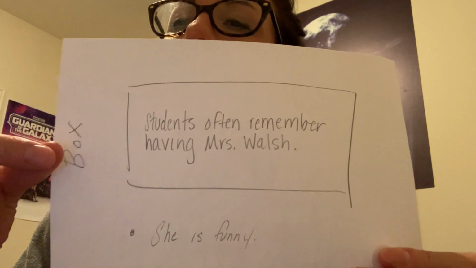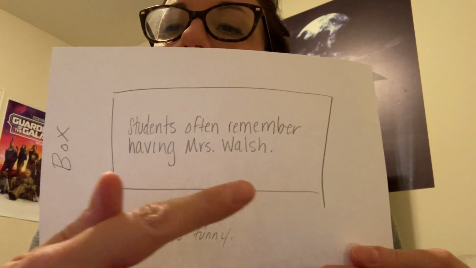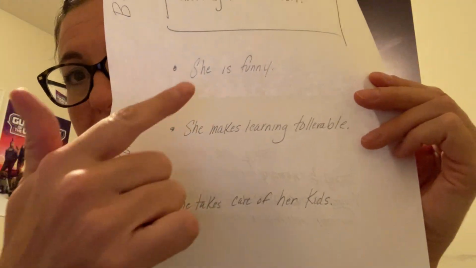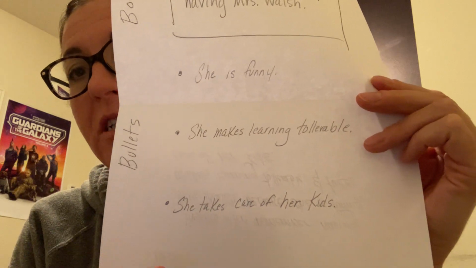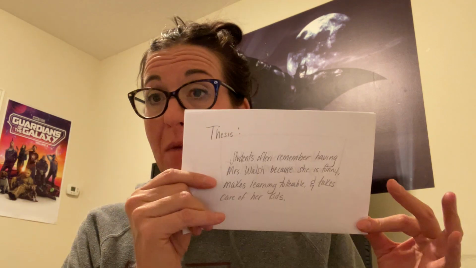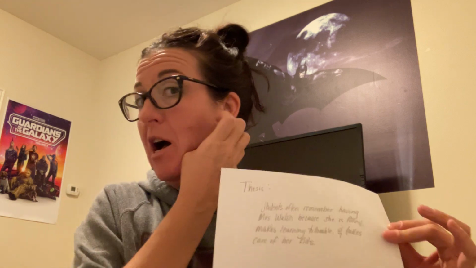Then inside my paper, you're going to see where I broke that apart. So you've got your box, which is students often remember having Mrs. Walsh. And then your bullets are going to be those 3 points: she is funny, she makes learning tolerable, and she takes care of her kids. So you're going to have to do both of those, okay? Because you're going to turn this in to me so that I can see that you wrote the thesis and were able to break down your own box and bullet. The only thing I don't have on my copy here is my name. You would need to put your name on this so I know whose is whose. But then you will tape that up, seal it up, and leave that on your desk, and people will go around the room, check out your thesis, and fill in that chart that you have to turn in today, showing me that you can practice that skill.